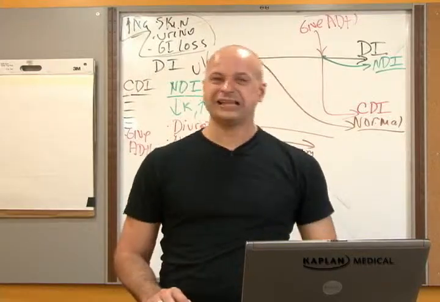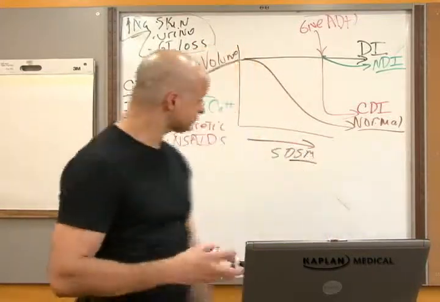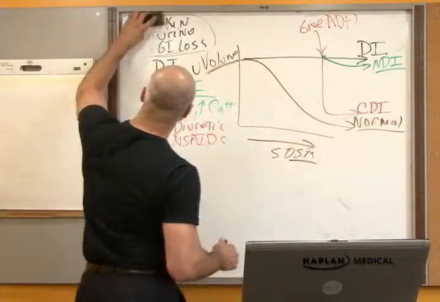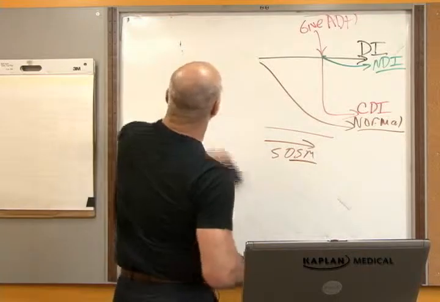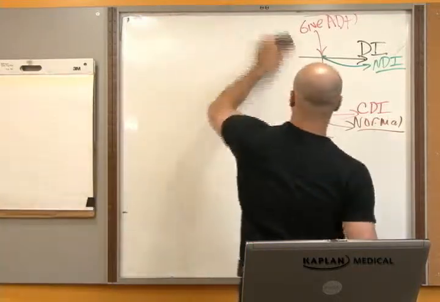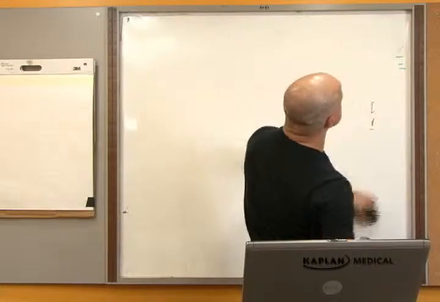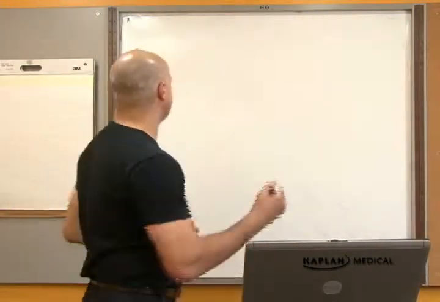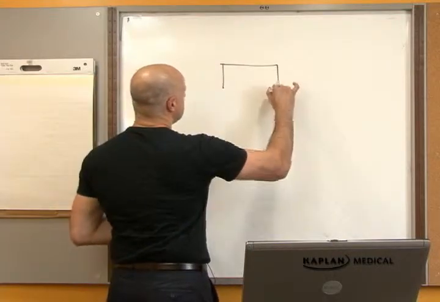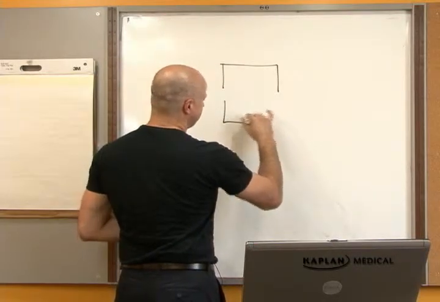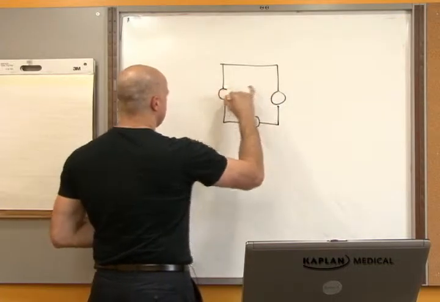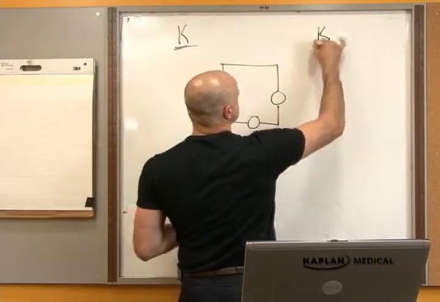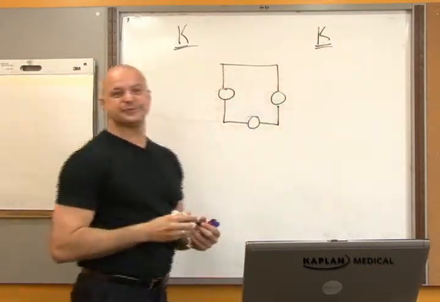Now, hypokalemia, our next subject. Our next subject is potassium. For potassium problems, let's look at what controls potassium. Let's look at what moves potassium in and out of the cell.